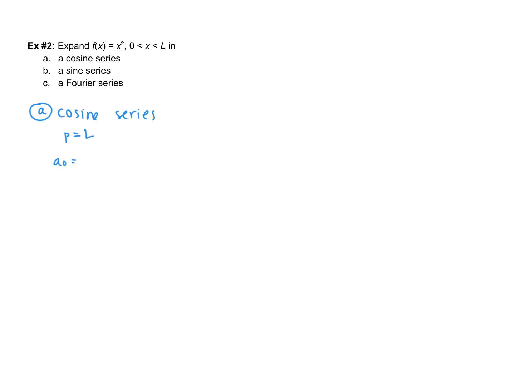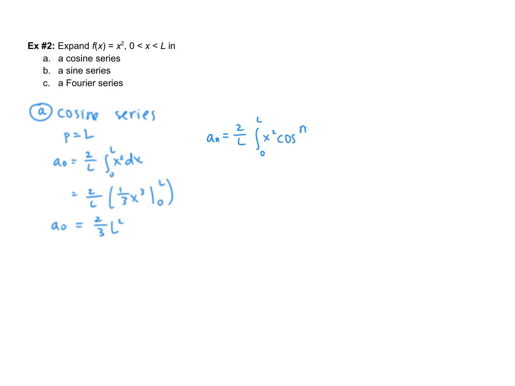So if I go to find a naught, that's going to be 2 over L, the integral from 0 to L of x squared dx. So that gives me 2 over L, and when I integrate, I get 1/3 x to the third from 0 to L. So that a naught then ends up being 2/3 L squared. Then if I go to find my a of n, I get 2 over L, the integral from 0 to L of x squared cosine of n pi over L x dx.